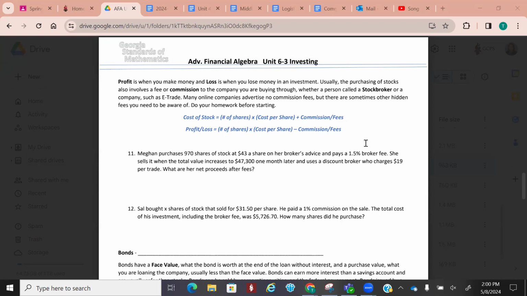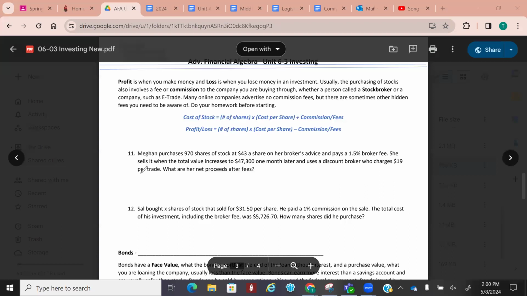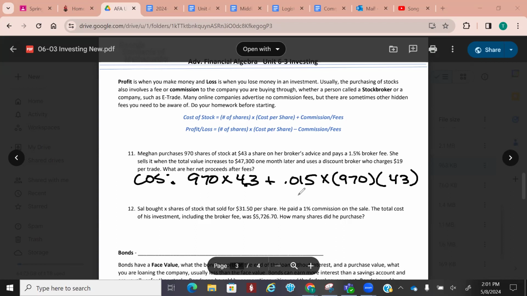So you've got the cost of the stock. The cost of stock is the number of shares, so she bought 970 shares, times the cost per share, plus the commission fee. So 970 times 43, because that's how much she bought them for. When she plugs that in, she's going to get 4,233,565.